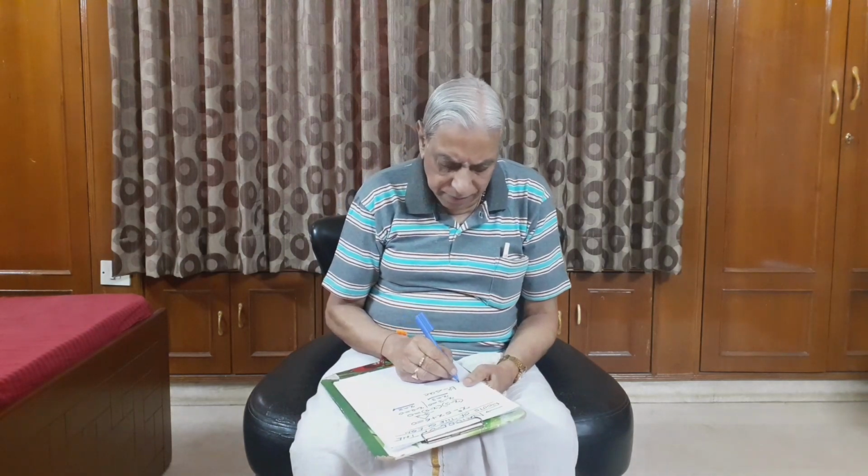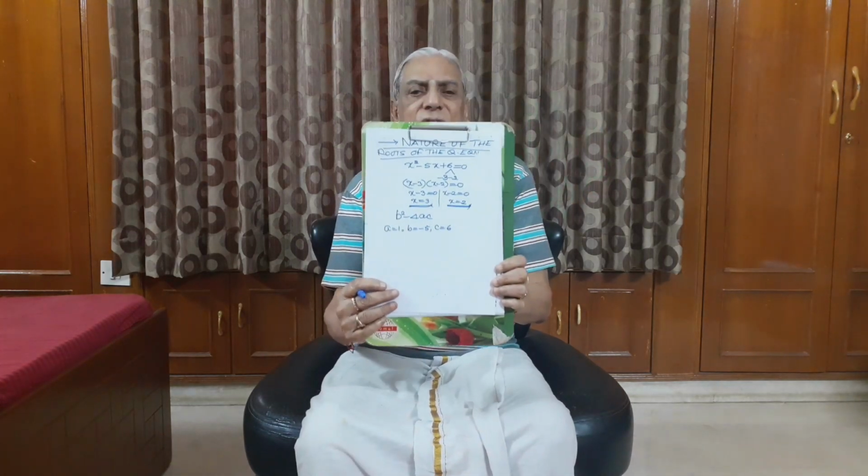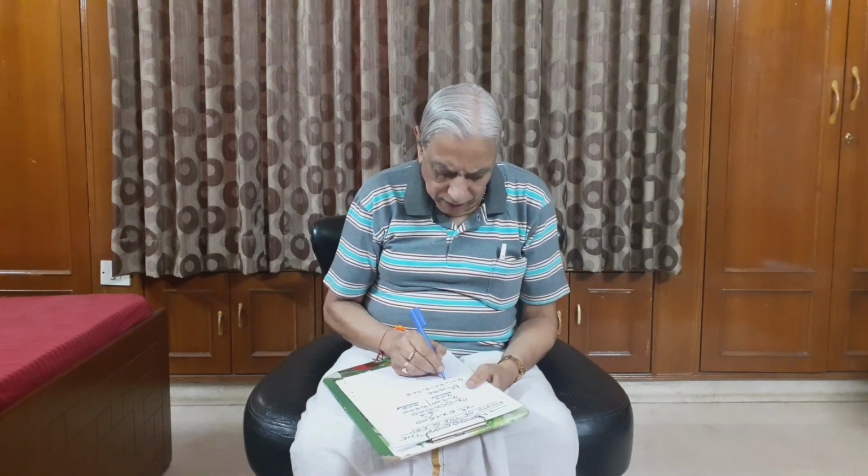What is the value of a? a equals 1. b equals minus 5. c is equal to 6. See that? 1, minus 5, 6. Apply the values. b squared: minus 5 the whole square.